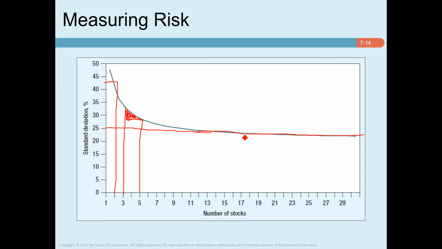However, when you invest in 17 stocks and then 19 stocks, you can see there may be some benefit of diversification, but that is much lower compared to what you had here. So as you have a reasonable number of stocks in your portfolio, you are almost able to eliminate your diversifiable risk.